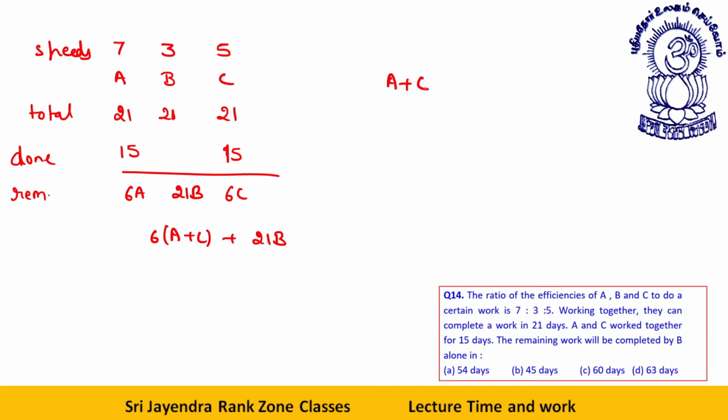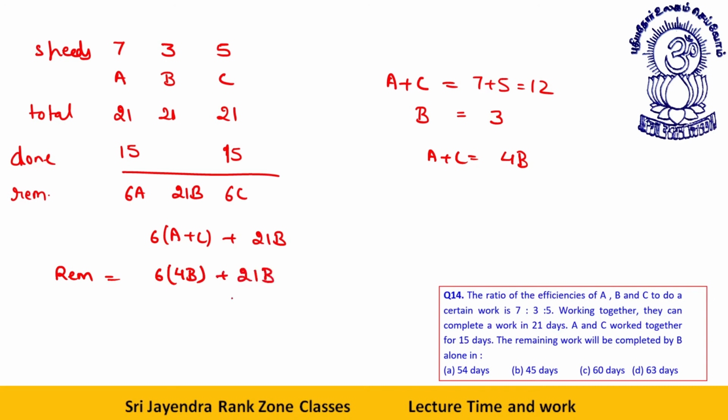Now let's take the ratio of speed. A plus C is how much? 7 plus 5, 12. B is equal to 3. So I can say A plus C is equal to 4B. So the remaining work is 6 times 4B plus 21 days of B, that is 24B plus 21B, that is equal to 45 days in terms of B. This is the remaining work.